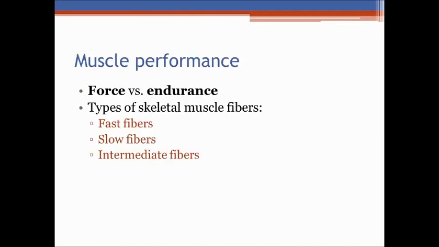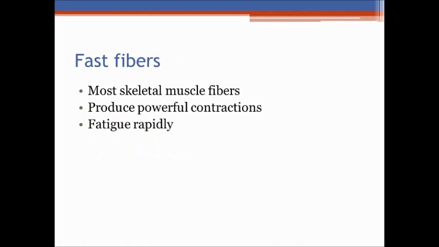The difference between force and endurance. Endurance is how long you can sustain using your muscles, while force is more about using your strength for short periods of time. There are 3 different types of skeletal muscle fibers that help us with force and endurance training: fast fibers, slow fibers, and intermediate fibers. Fast fibers are most of our skeletal muscle fibers. They produce the most powerful contractions, but they fatigue pretty rapidly, so this is good for strength training.